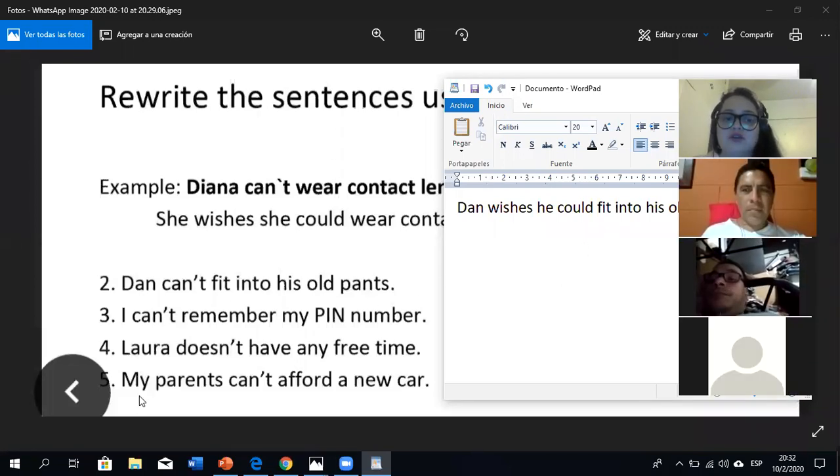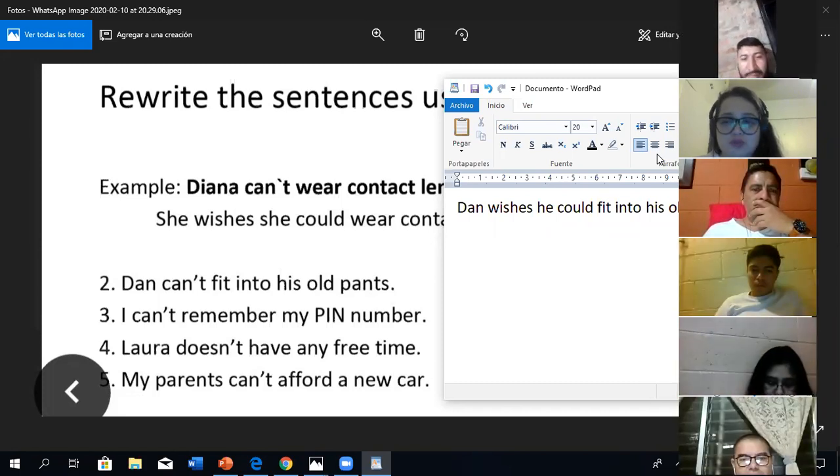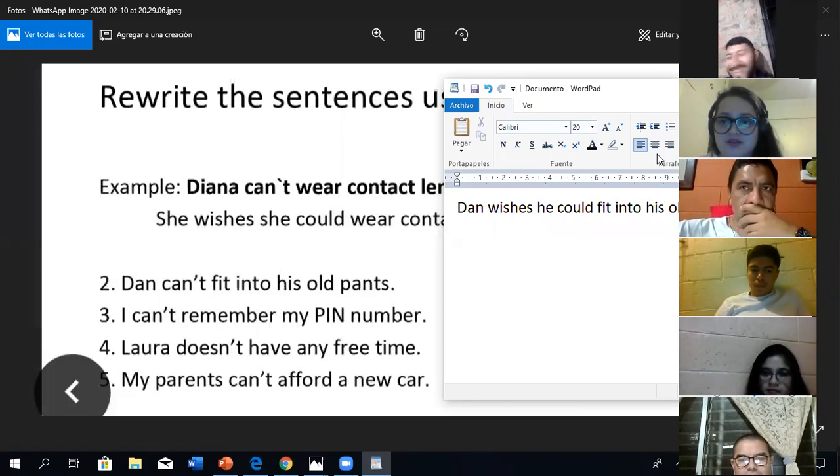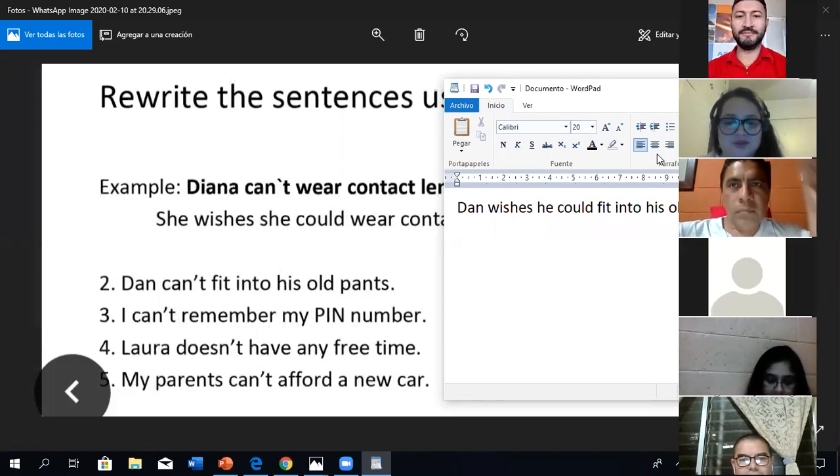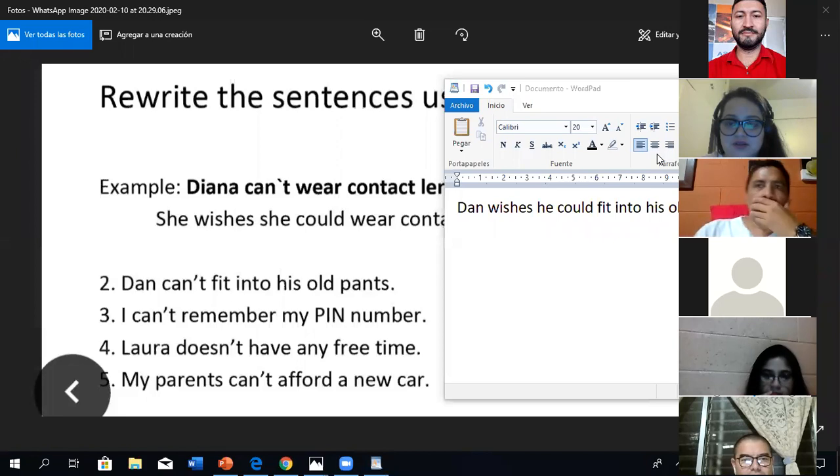Okay, so 3, 4, and 5, I want you to do in pairs, all right? I'm going to give you 3 minutes to do it. Ready? I sent it to WhatsApp, so it's right there. I'm going to rearrange the groups so you work with different people. Give me 1 second. Hold on. Okay. All right, accept the invitation, please.